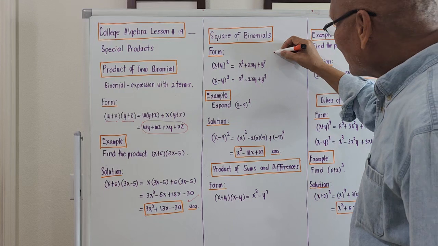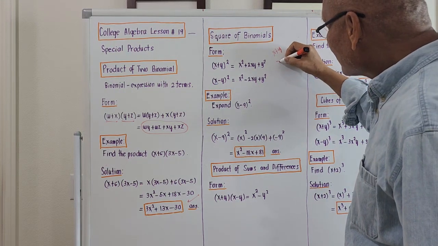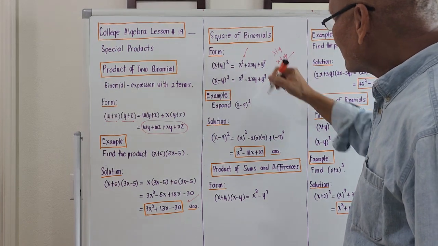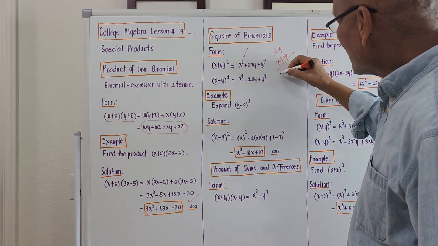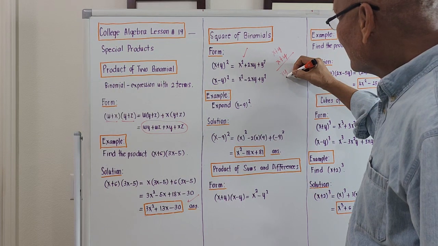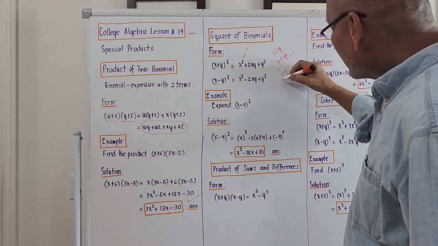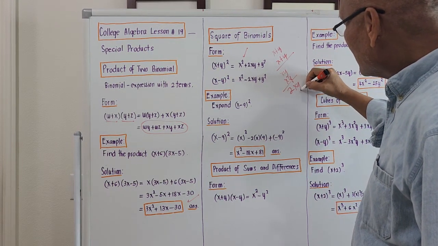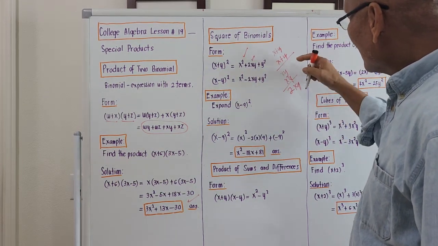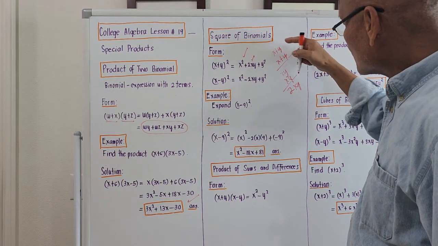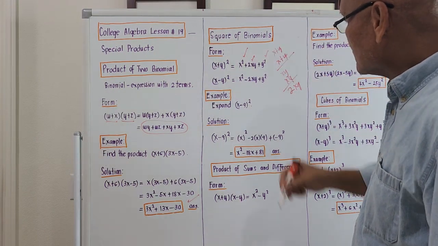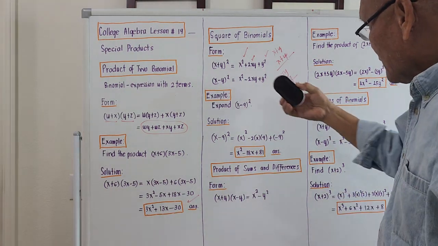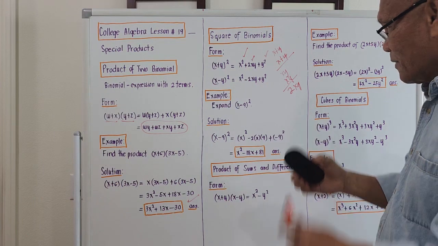Or you just multiply it by longhand, x plus y, right? X times x will be x squared, x times y will be xy, okay? X times y will again be xy, so there will be 2xy. And the last part will be the product of y times y, which is y squared. That's how we multiply a binomial, or squaring a binomial.